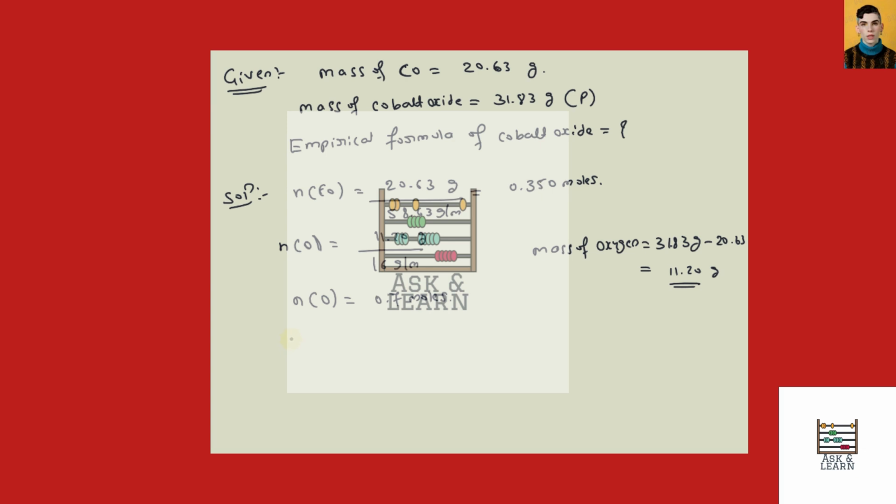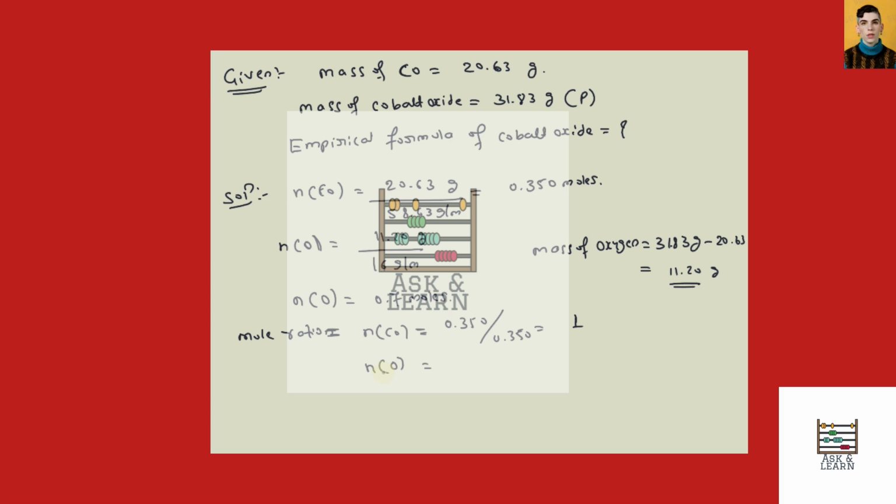After that we are going to find out the mole ratio, using the number of moles of cobalt and the number of moles of oxygen. We divide by the smallest number, which is 0.350. So the mole ratio of cobalt is the moles of cobalt, 0.350, upon the smallest number, also 0.350. So we get the mole ratio of cobalt as 1.